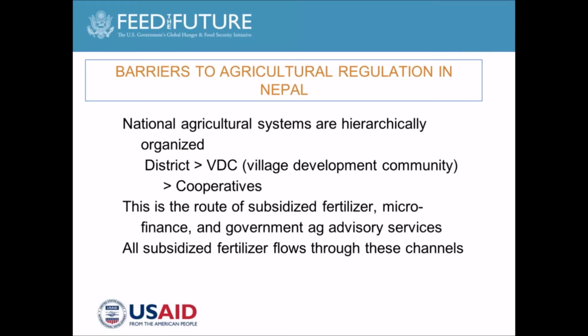And then finally, the government has an agricultural advisory service that runs through the Ministry of Agriculture, through the Department of Agriculture, and these then are funneled down through the VDCs into the cooperatives. So this is the route where a lot of the formalized ag advisory services and extension services are funneling through. CIMMYT is in cooperation with the Ministry of Agriculture and the Department of Agriculture to look at ways to revamp some of these advisory services. So there's an opportunity through the prize to work within the system.